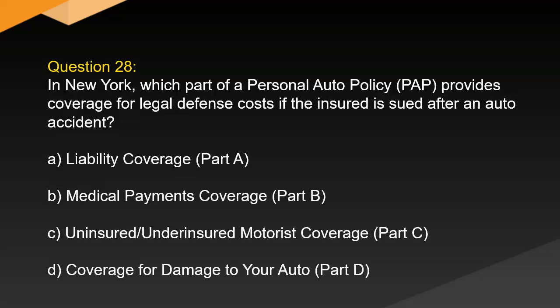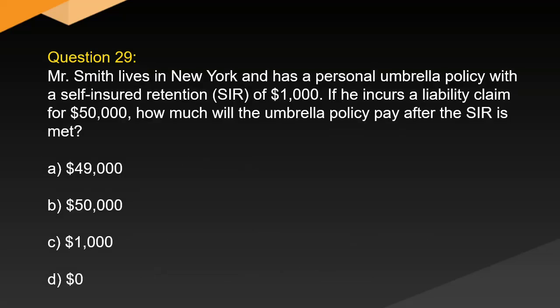Question 28. In New York, which part of a personal auto policy, PAP, provides coverage for legal defense costs if the insured is sued after an auto accident? A. Liability coverage, Part A. B. Medical payments coverage, Part B. C. Uninsured underinsured motorist coverage, Part C. D. Coverage for damage to your auto, Part D.